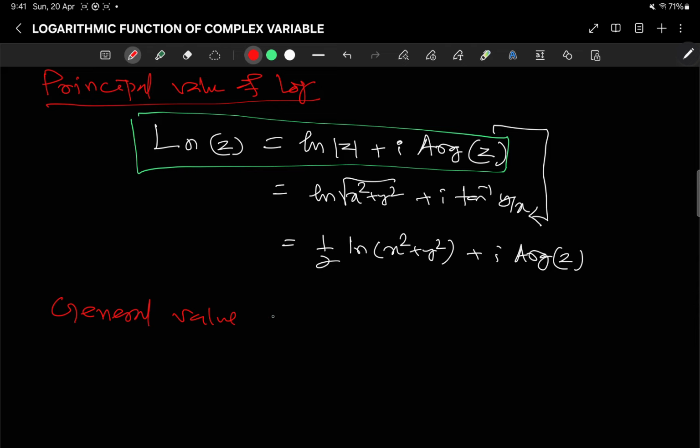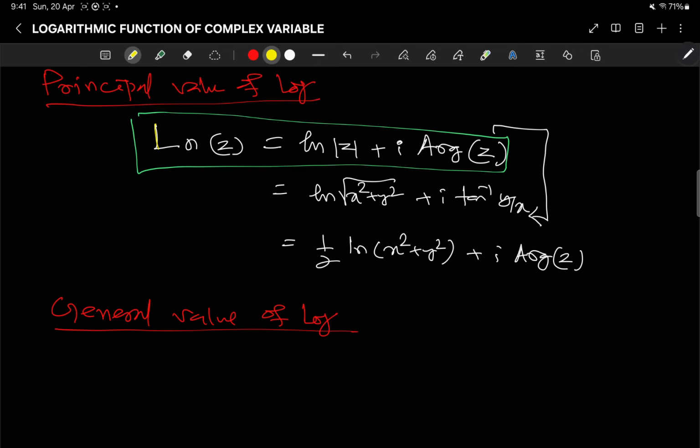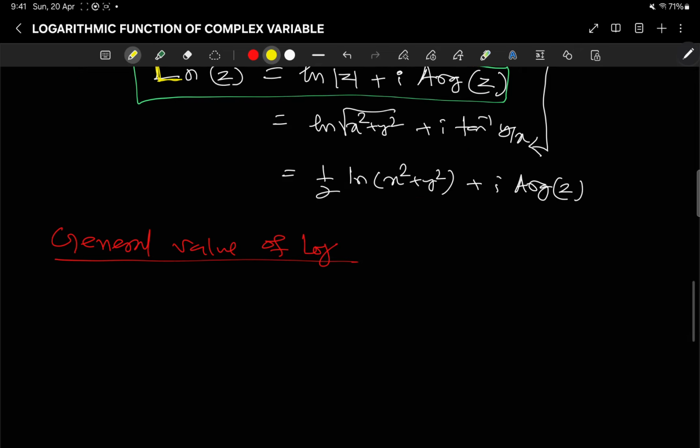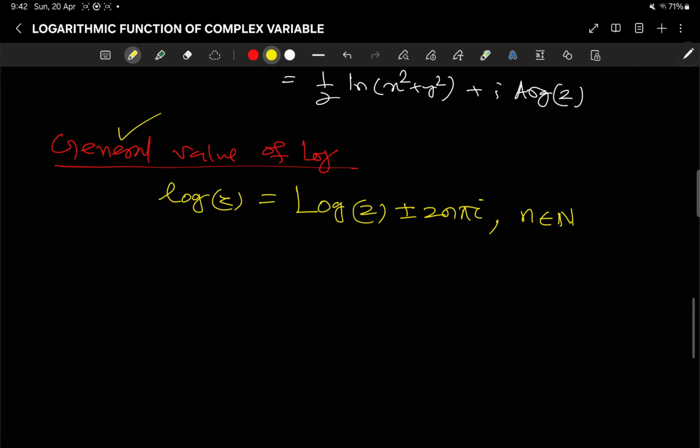General value of logarithm. For the general value of logarithm, I write it with a small l. For the principal value it is capital L, and for the general value it is small l, log z. It will be your principal value of log plus and minus 2n pi i, where n is a natural number. And why is it so?